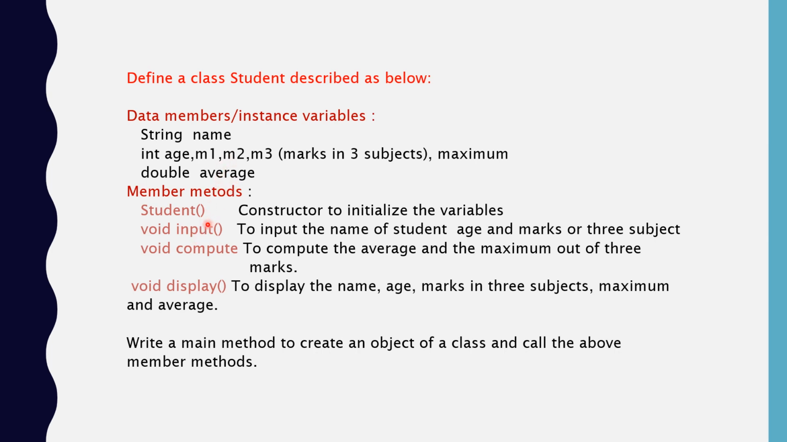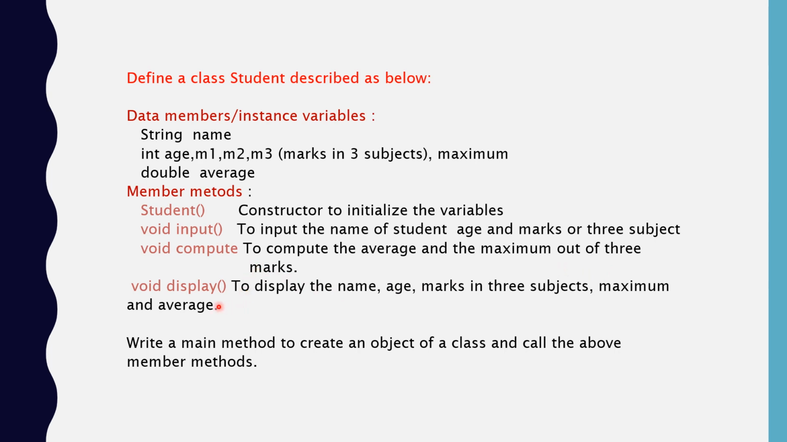Now, coming to the member methods: student, the class name is student, that means it is a constructor, and with no parameter, that means it is a default constructor to initialize the variables. Here no values are given, so we can give default values. For example, for name we can store a space, it is a string, and for integer variables we can assign 0, and for double 0.0, otherwise even 0 will be okay. Void input, to input the data: input student name and marks of three subjects. And void compute, here we will find the average and maximum out of three marks. Here m1, m2, m3 we are inputting in the input function, and in the function compute we will find which one out of m1, m2 and m3 got the maximum marks.